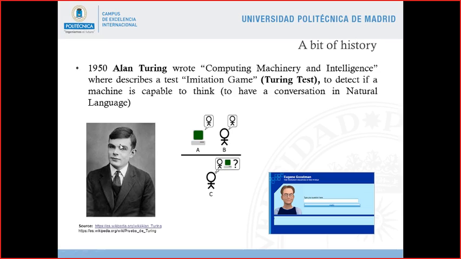Alan Turing thought that this test would be passed in the early 21st century. But until 2014, there was no artificial intelligence or machine that passed this test. It's called Eugene Goostman.